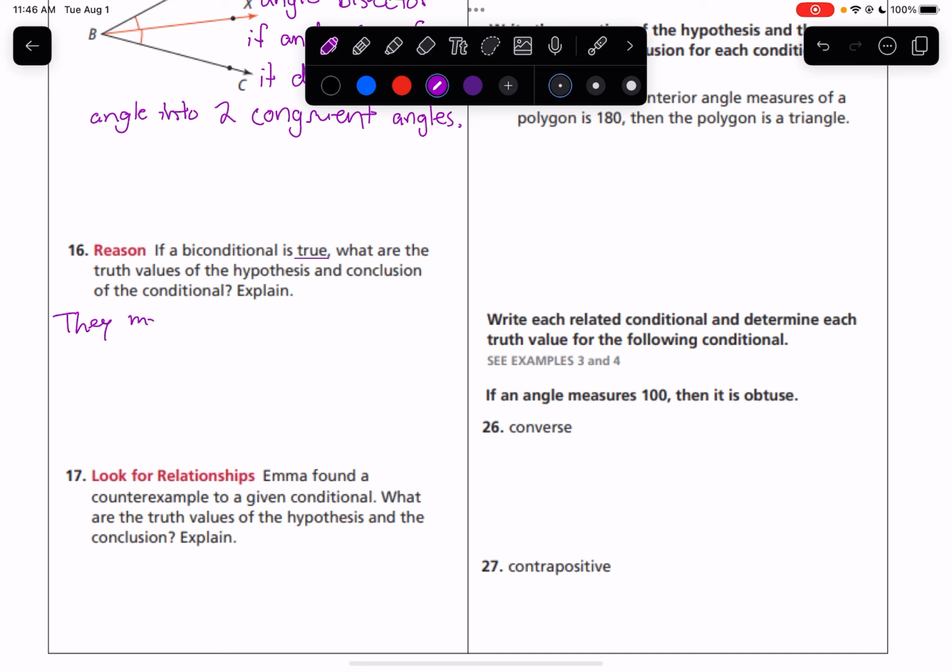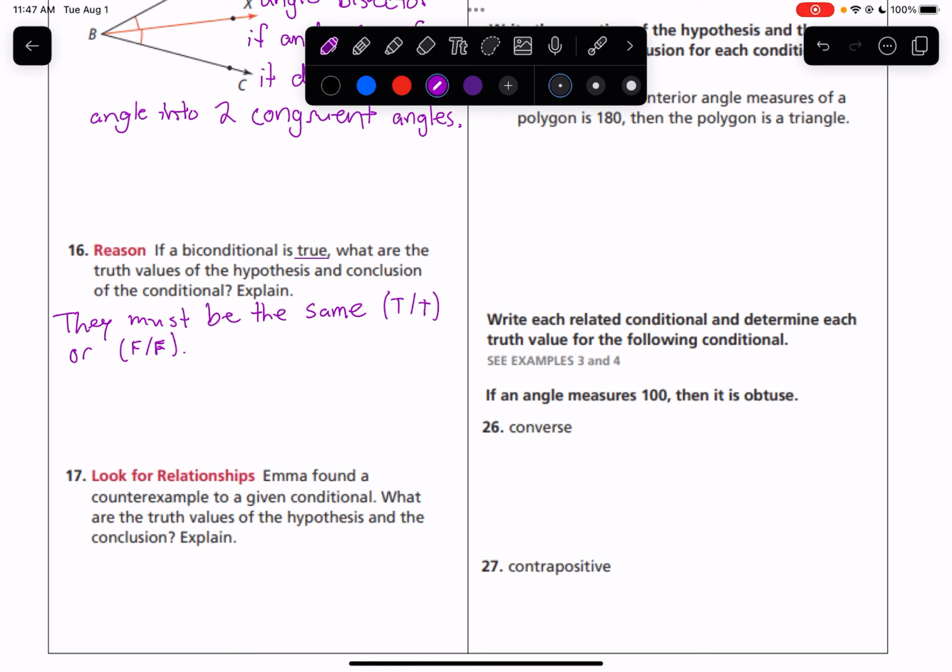They must be the same. And I can go ahead here and say either true, true, or false, false.